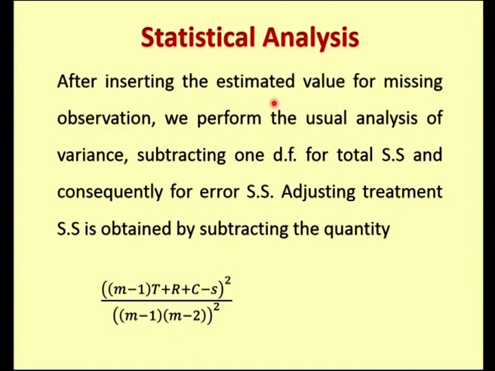There is a slight change in the statistical analysis of LSD. After inserting the estimated value for the missing observation, we subtract 1 degree of freedom from the total sum of squares and consequently from the error sum of squares. We also have to adjust the treatment sum of squares by subtracting the quantity [(m minus 1) into (t plus r plus c) minus s] the whole squared, divided by [(m minus 1) into (m minus 2)] the whole squared.